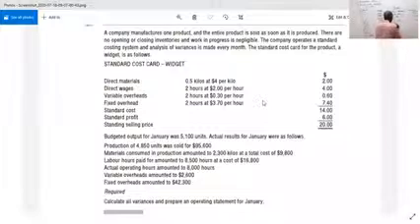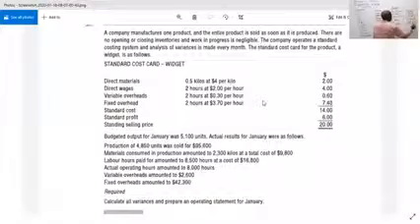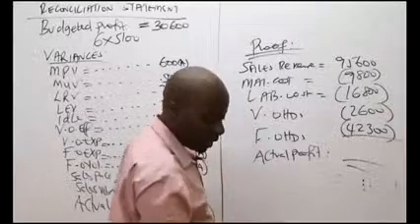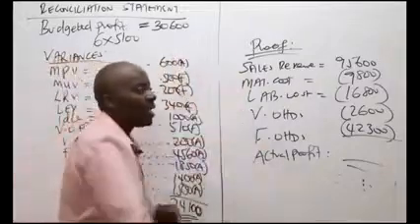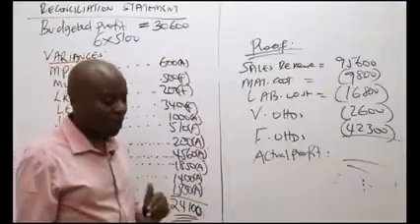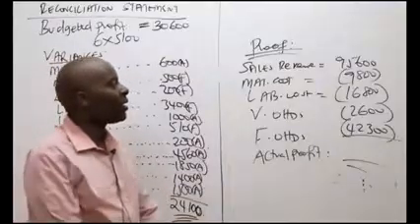And then I have fixed overheads. Fixed overheads, ladies and gentlemen, down there, we have 42,300. So please come and subtract these from the revenue for you to be able to get the actual profit from the actual information. You can just prove, although this one is very much unnecessary.